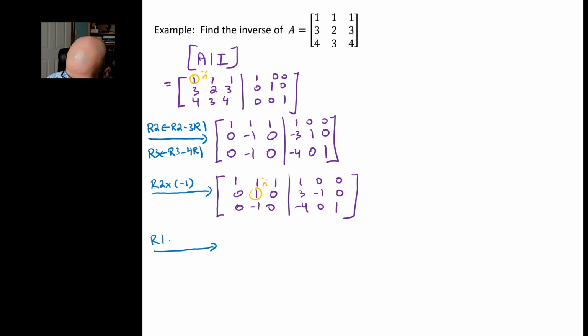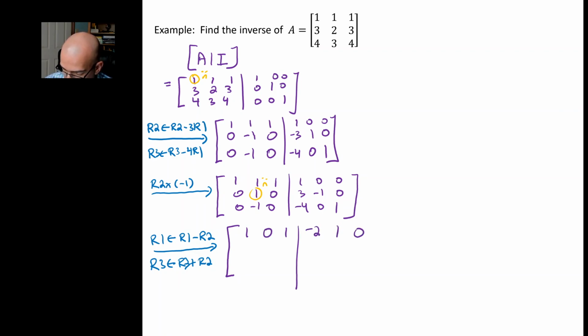I'm going to replace row 1 by row 1 minus row 2. I'm also going to replace row 3 by row 3 plus row 2. So 1 minus 0, 1 minus 1, 1 minus 0. 1 subtract 3, 0 subtract negative 1, 0 subtract 0. And then we get 0, 1, 0, 3, negative 1, 0. And then we add those two rows together. Row 3 gets replaced by row 3 plus row 2, 0, 0, 0. And then negative 1, 1.